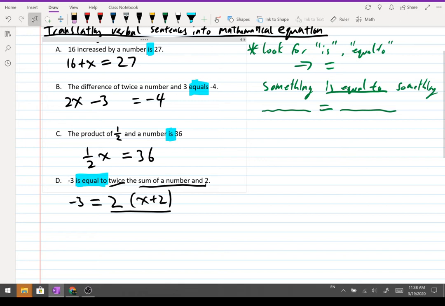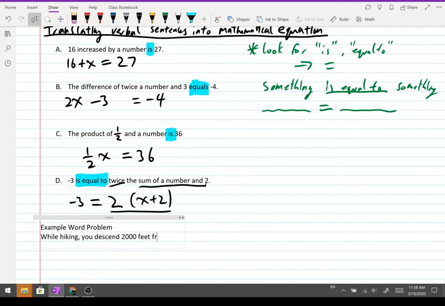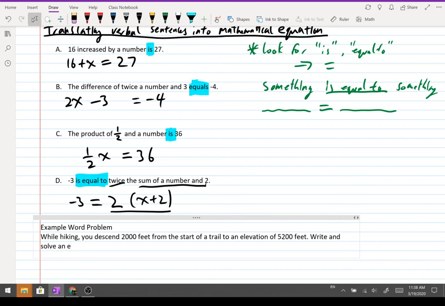Let's do an example word problem as well. Example word problem. So over here we have, while hiking, you descend 2,000 feet from the start of a trail to an elevation of 5,200 feet. And so write and solve an equation to find the elevation at the start of the trail.